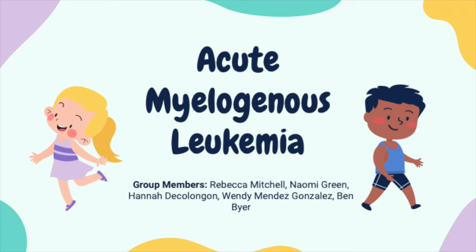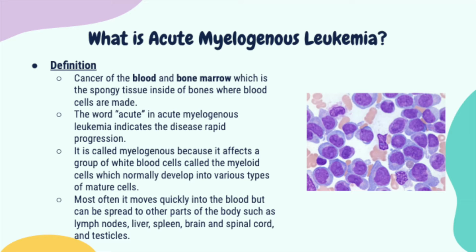Hello everyone, today you're going to learn a little bit more about acute myelogenous leukemia. AML is a cancer of the blood and bone marrow, which is the spongy tissue inside of bones where blood cells are made. The word acute in acute myelogenous leukemia indicates the disease's rapid progression. It is called myelogenous because it affects a group of white blood cells called the myeloid cells, which normally develop into various types of mature cells.